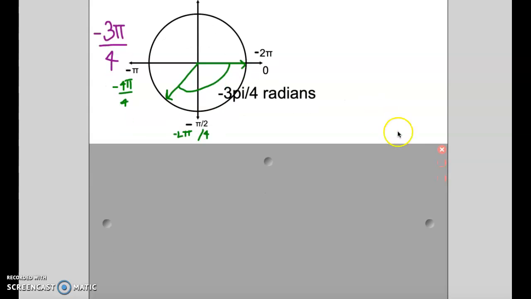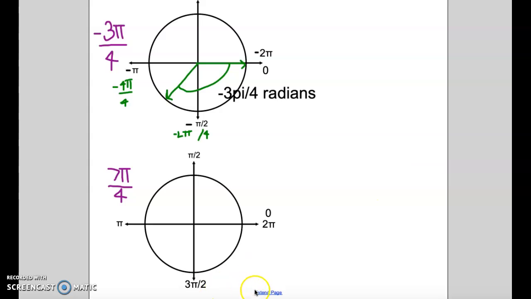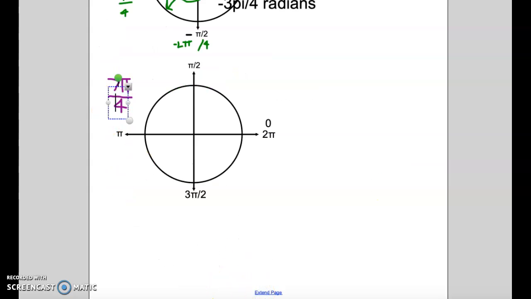I'm going to do one more actually. My last one of the day is going to be negative, let's do positive, 15 pi over 4. All right, I go to my unit circle. I get a common denominator. I realize this is already pretty big, right? I could go 4 pi over 4. And then what's this one going to be? 8 pi over 4.